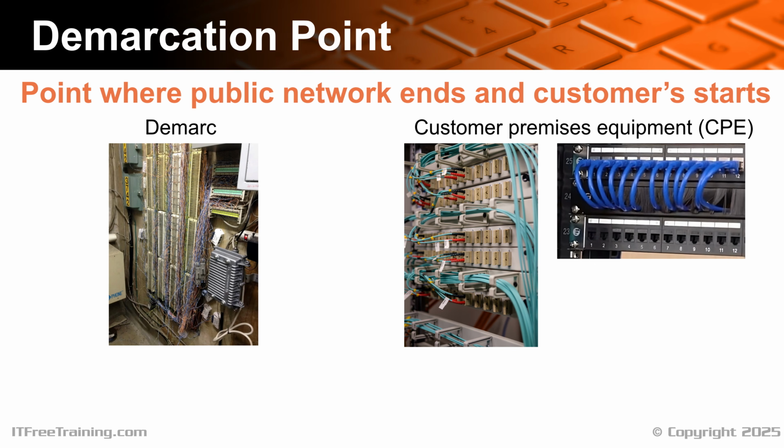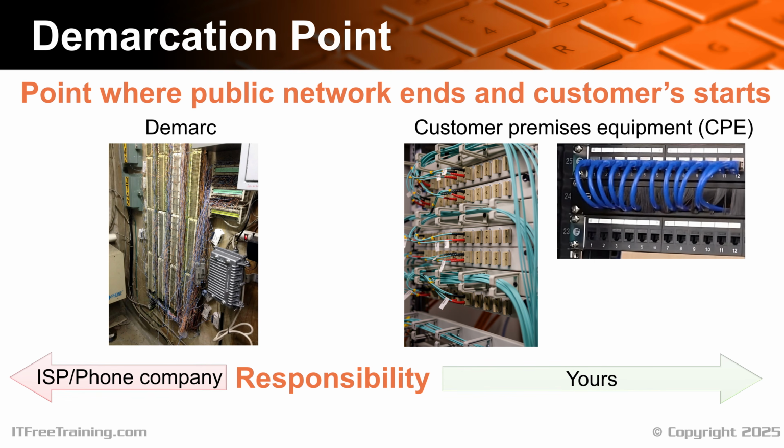The demarc is essentially where the cable comes in off the street. The customer premises equipment is essentially where you plug in. The simplest way to think of it is to consider who is responsible. The demarc point is your ISP or phone company's responsibility. The customer premises equipment is your responsibility.